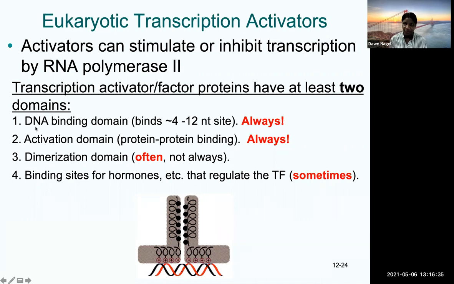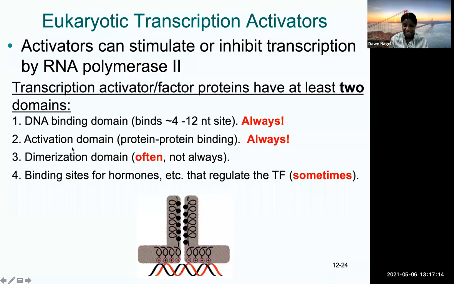One of the features that's absolutely important that makes them what they are, they need to have a DNA binding domain. So transcription activators or transcription factors need to bind to DNA. So they need to have a DNA binding domain to recognize the DNA and bind to it. So they always have that DNA binding domain. Usually it makes contact with sequences within that promoter, so the enhancer element or whatever cis element it is going to recognize and bind to. And those are usually 4 to 12 nucleotides in length.